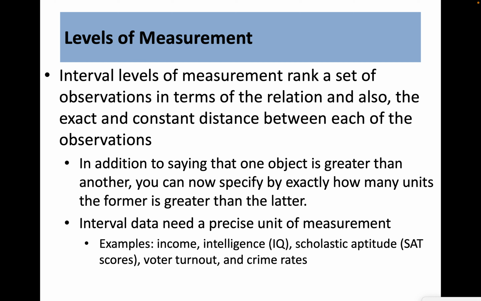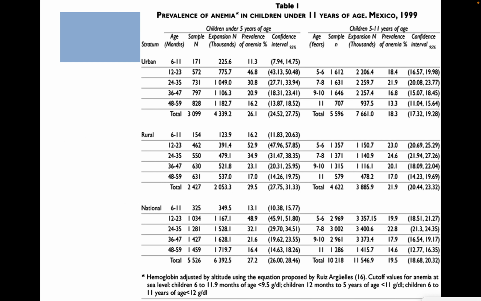Examples: your income, your intelligence level, IQ test, scholastic aptitude, that's your SAT score, your voter turnouts, it's an absolute number, and crime rates are also absolute numbers. And there you go. Prevalence of anemia in children under 11 years of age in Mexico in 1999. They're talking about anemia, which means they're probably not getting enough protein if they're anemic.